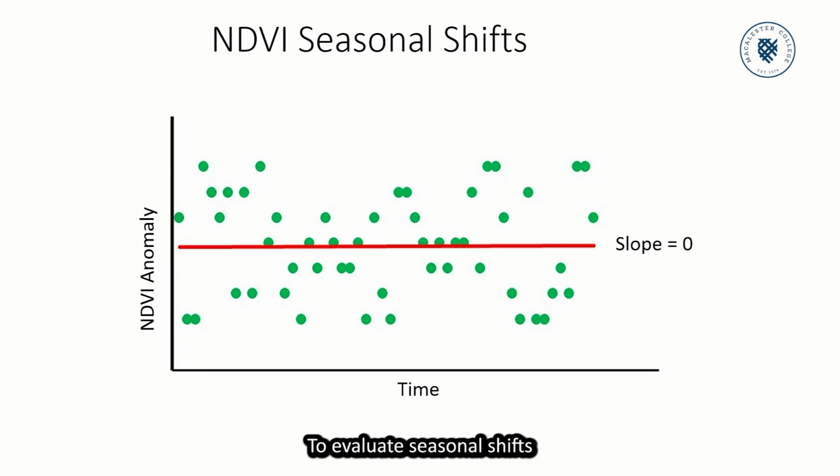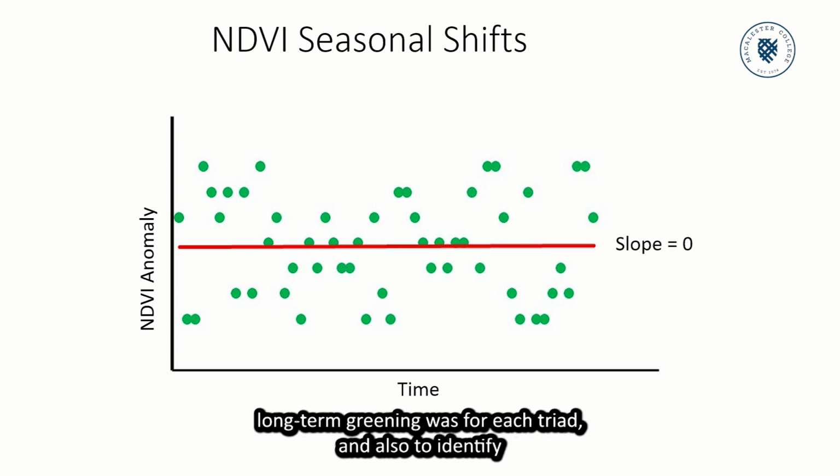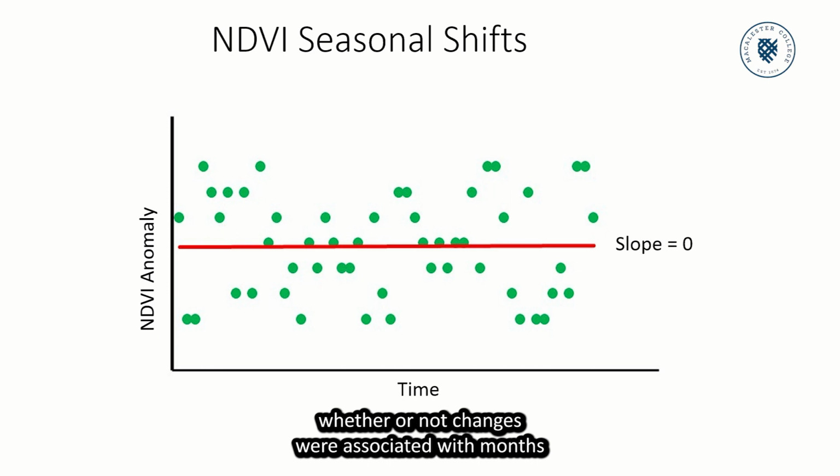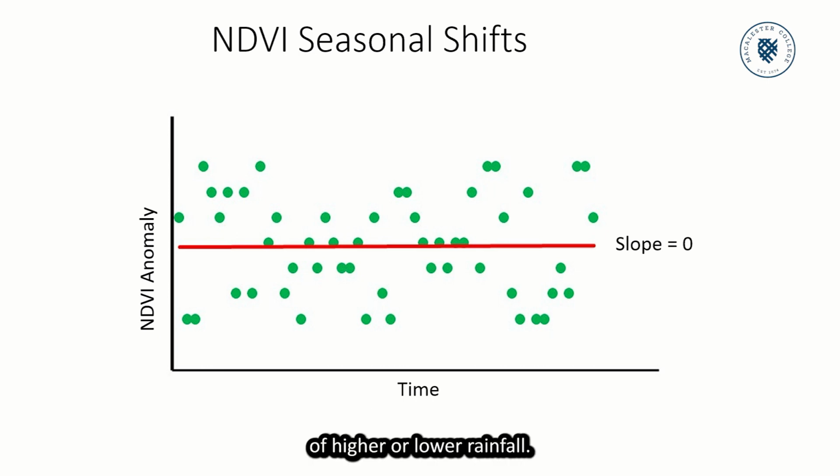To evaluate seasonal shifts in NDVI, we used NDVI anomaly data for each of the 12 triads of the years. We used linear regression to see how pronounced long-term greening was for each triad, and also to identify whether or not changes were associated with months of higher or lower rainfall.